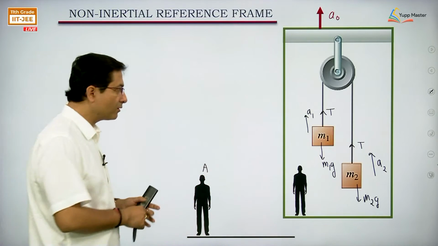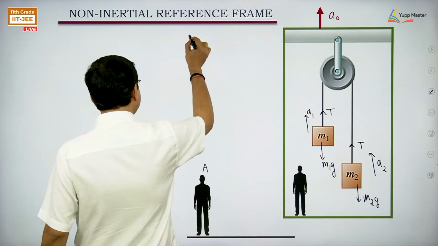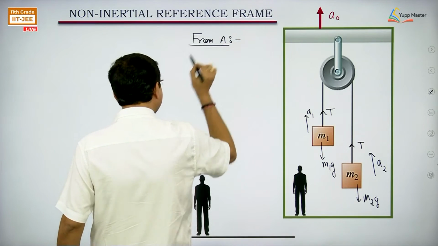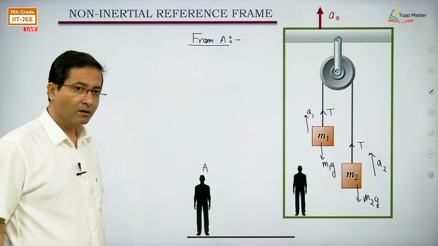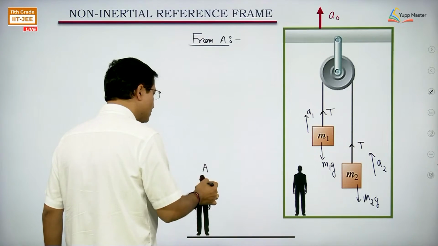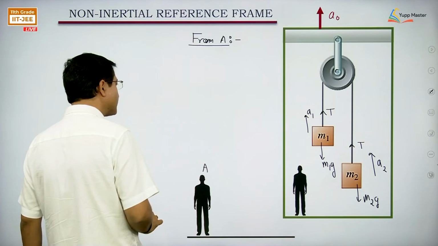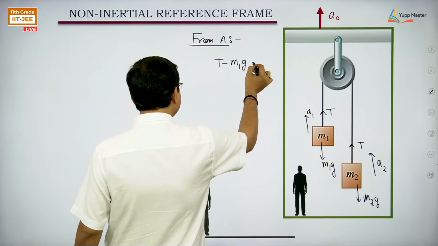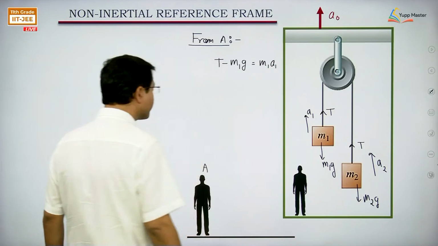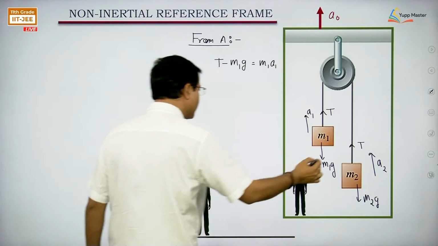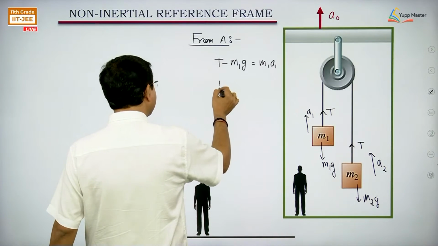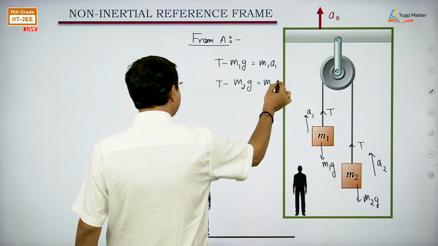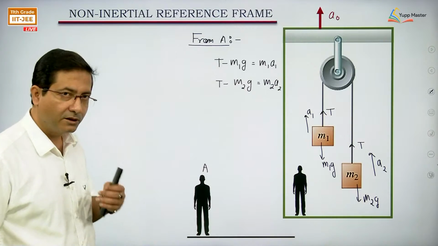So two equations I can make from motion. So from observer A, we can write, this observer is observing that m1 is going upward with acceleration a1. So he will write T minus m1 g is equal to m1 a1, and this observer will write the equation for m2 as T minus m2 g is equal to mass into acceleration, m2 a2. But there are three unknowns, we require one more equation.